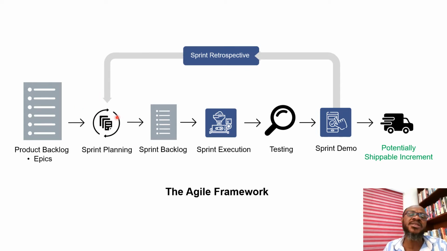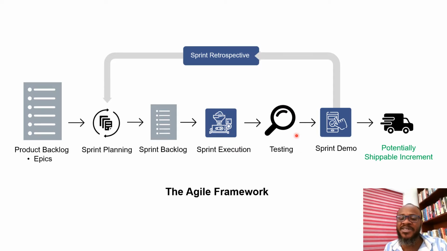So for instance, if we agree that we will be implementing in 2 weeks for every sprint, we select as many epics or large user stories that can be completed within 2 weeks. And that is what we break down into user stories and tasks within the sprint backlog, which is fed into execution. So we execute the sprint here and then we test.